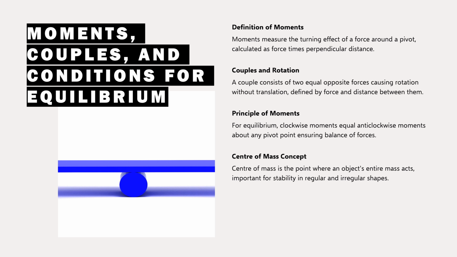A couple consists of two equal and opposite forces acting parallel to each other but not along the same line, producing rotation without translation. The moment of a couple depends on the magnitude of one of the forces and the perpendicular distance between their lines of action. The principle of moments states that for an object in equilibrium, the sum of clockwise moments about any point equals the sum of anticlockwise moments.